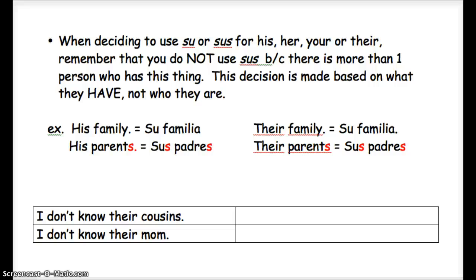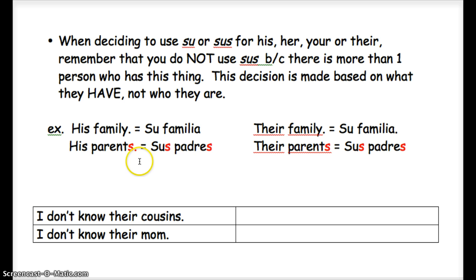So for example, his family, su familia. It's su because you're saying his, but it's su and not sus because you're talking about a familia. Same thing with their family. Su also means their, and you won't make it sus because it's their, more than one person, because what they have is a familia, and that's a singular noun.